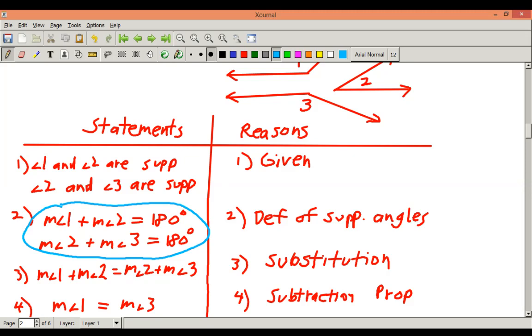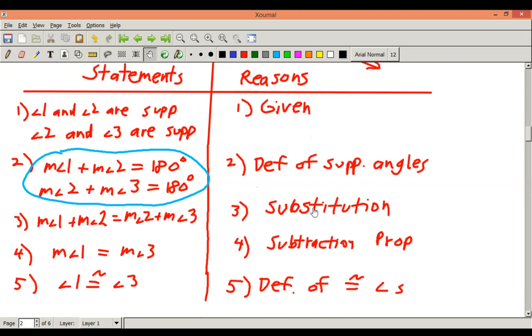That's our reason. The sum of two angles add up to 180. The sum of two other angles add up to 180. So they both add up to 180. So those two sums are equal to each other. That's statement 3 by substitution.